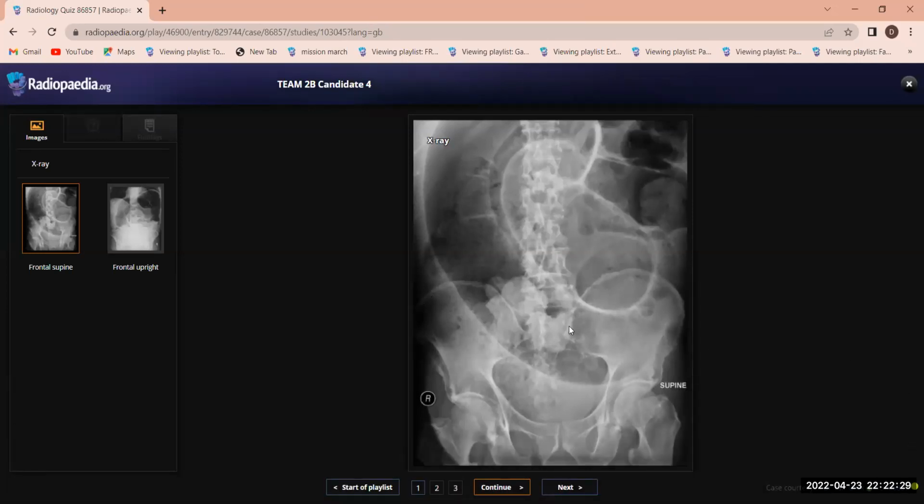This was sigmoid volvulus. You told everything perfectly. When there are repeated episodes, sigmoidopexy is the procedure that they do, fixing the sigmoid. Right, okay. Sigmoidopexy. But apart from that, it is perfect. So yeah, well done.